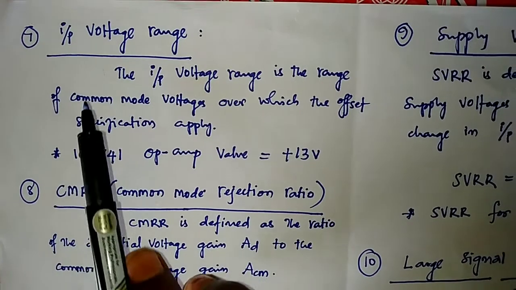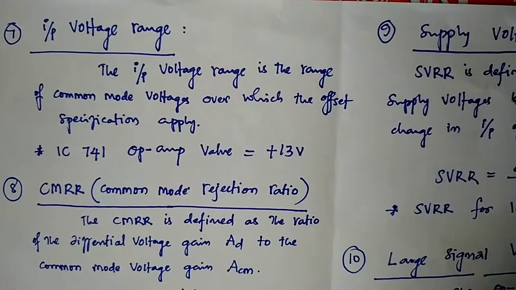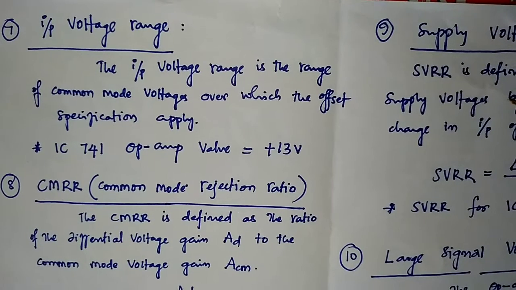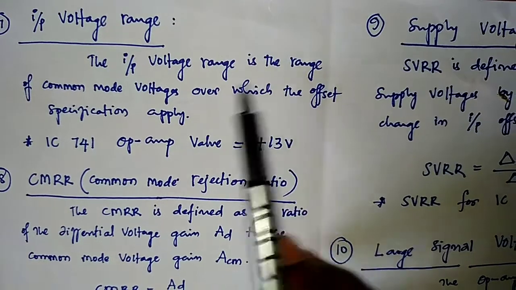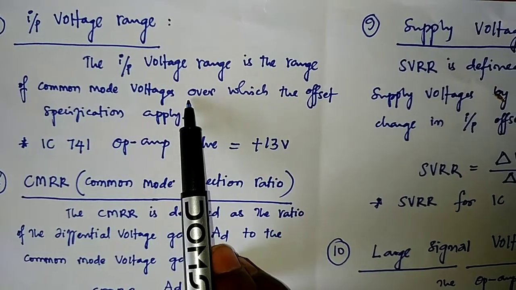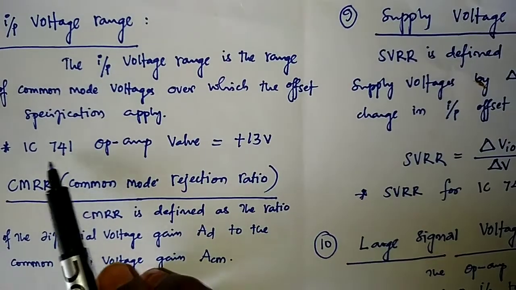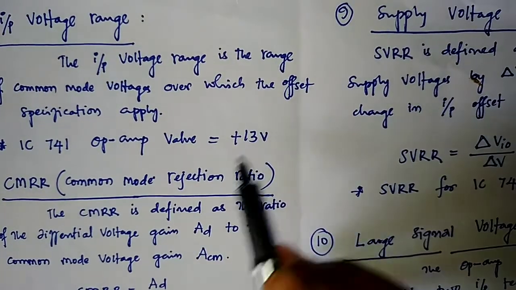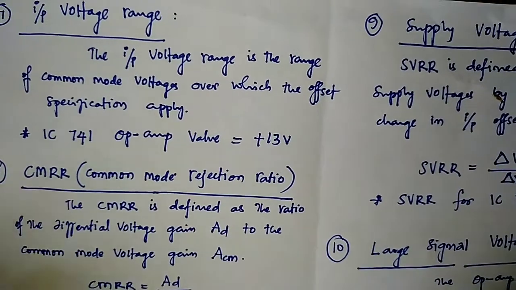Next, the seventh parameter is input voltage range. To run the entire operational amplifier, we have to have some maximum value. That is, the input voltage range is the range of common mode voltages over which the offset specification applies. For the IC741 operational amplifier, the value is plus or minus 13 volts. So this is the actual voltage range.